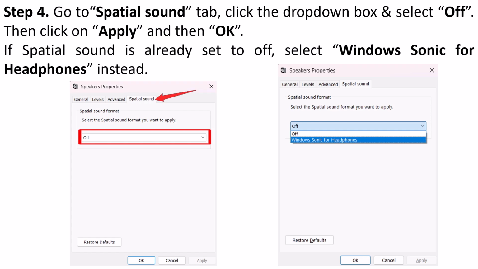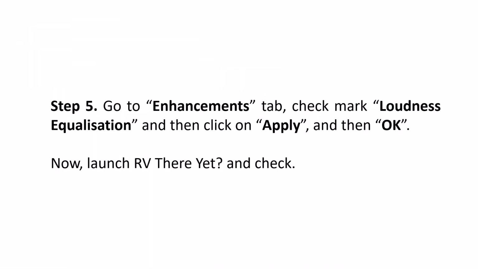Now if spatial sound is already set to off, then select Windows Sonic for headphones instead. And then go to the enhancements tab, check mark loudness equalization and then click on apply and then OK. Now launch Are We There Yet game and check if your problem is fixed or not.